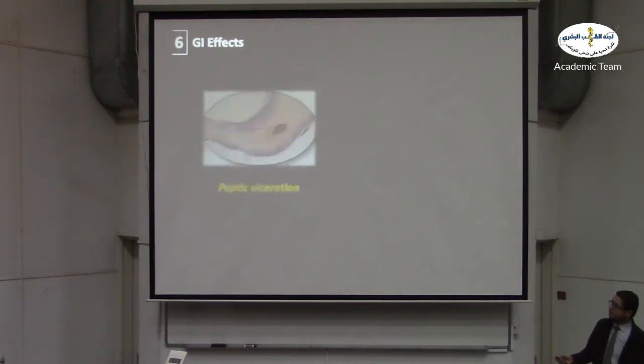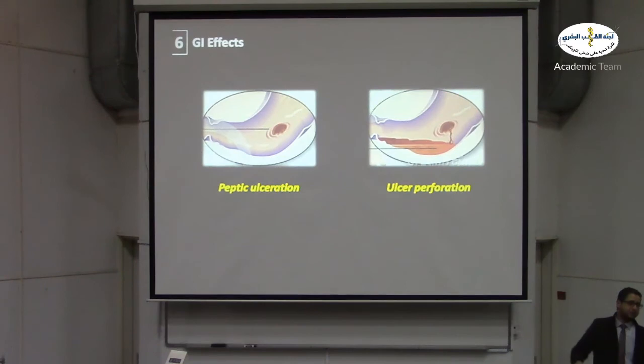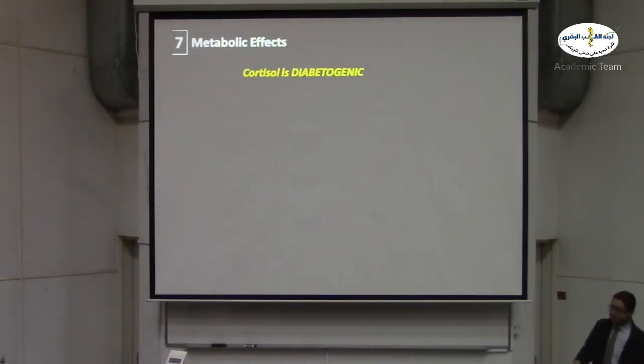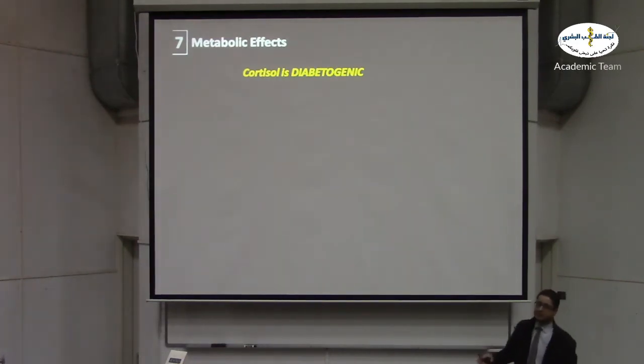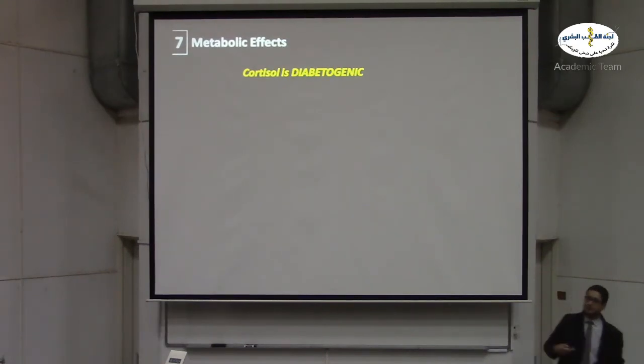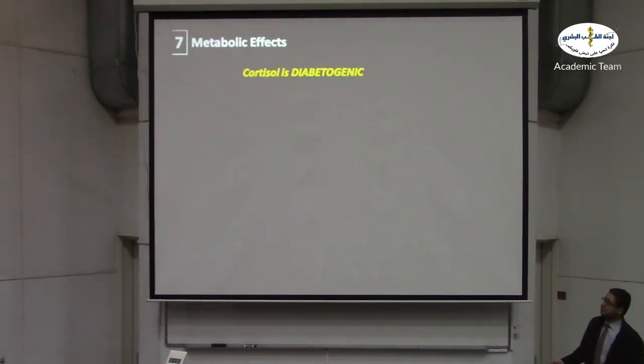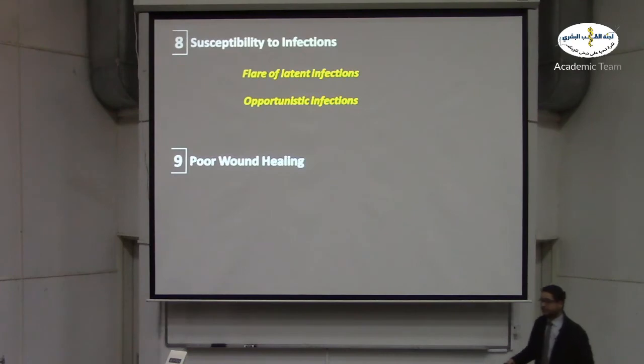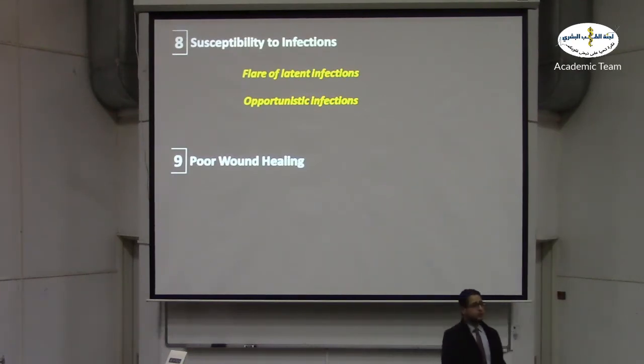Go to the GI effects: you might have peptic ulceration and then peptic ulcer perforation, and therefore bleeding, and therefore an emergency condition. Go to metabolic effects: the most important thing is that they will induce diabetes and hyperglycemia, especially if it's a pregnant lady, they will induce gestational diabetes. Okay? Susceptibility to infections, we talked about it. Okay? And poor wound healing: you give it to the patient and you find they have burn marks and poor wound healing.